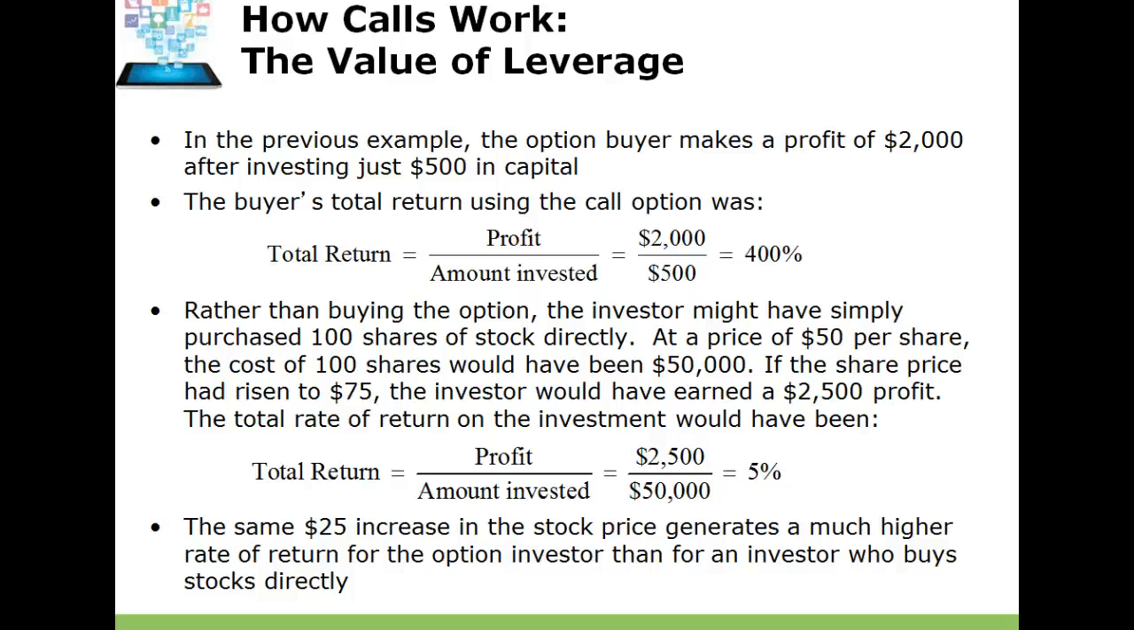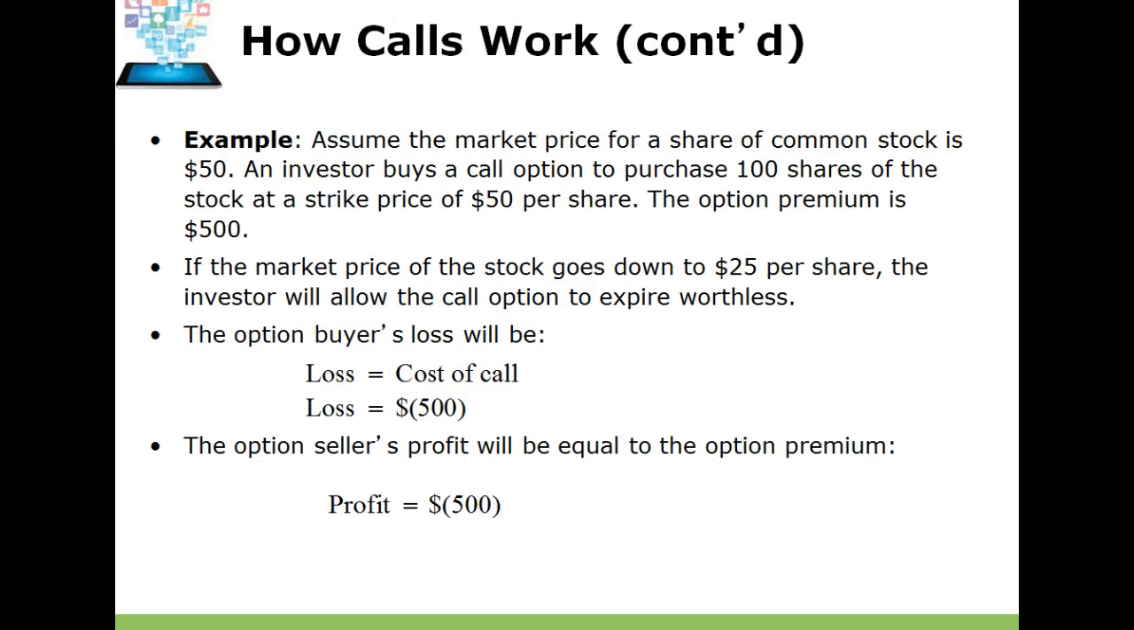Now, the leverage here is, we made a $2,000 profit and we only invested $500. So that's a 400% return. That's really good. If we were to buy the stock outright, we would have paid $50,000 and made a profit of $2,500, which is only a 5% return. So you can see how the same $25 increase in the stock price can get you a 400% return versus a 5% return for basically owning 100 shares of the stock.